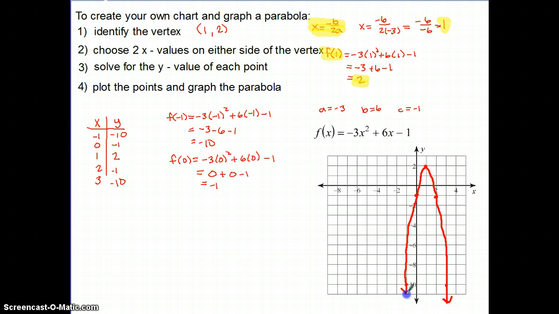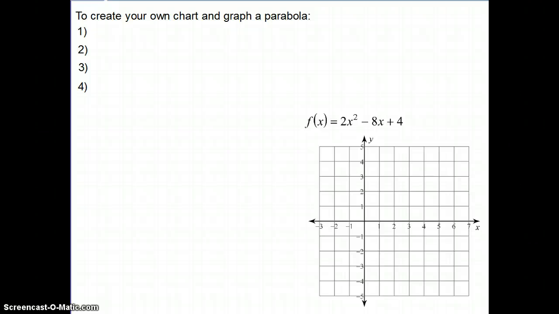This is a downward facing parabola and has a maximum value of 2. The axis of symmetry goes right down the middle of this graph. Remember, it has the equation x equals a constant number. In this case, that constant number is +1. So my axis of symmetry has the equation x equals +1. Go ahead and try this next one on your own after pausing the video.